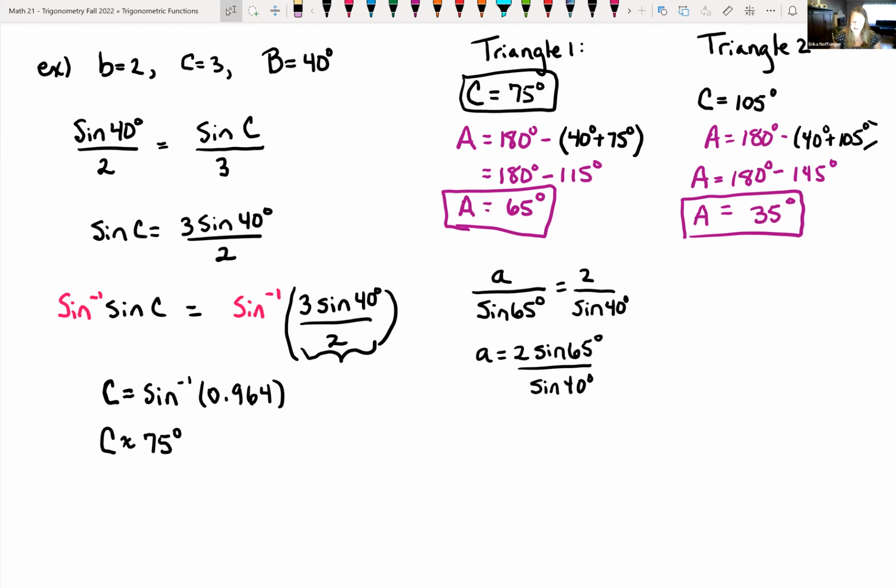So we have side A, which we're trying to find, all over sine. In our second triangle, our angle A is 35 degrees, is equal to 2 over sine of 40 degrees. Solving for A, we get 2 times sine of 35 degrees, all over sine of 40 degrees.